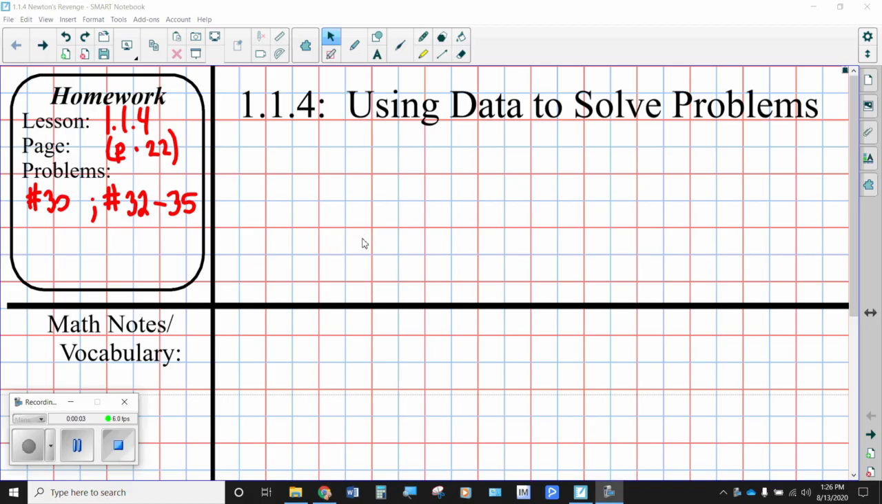Alrighty, on to lesson 1.1.4, using data to solve problems. This is a preview of what we're going to be doing when we get to chapter 7, when we're going to be doing some data analysis, and we're going to be integrating our, not really statistics, but it's kind of like statistics into our problem solving.